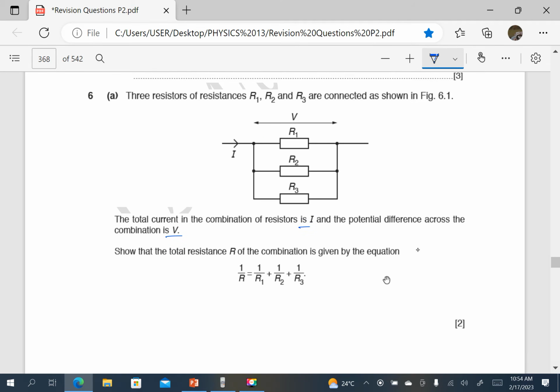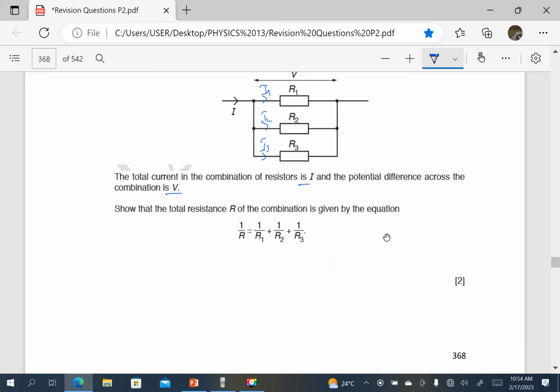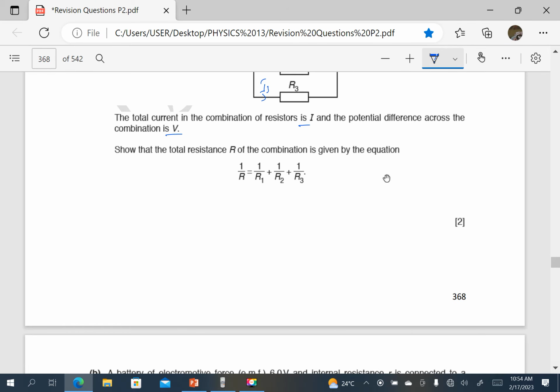So this is a junction. When current reaches here, it must divide. So we shall say I1, this is I2, and this is I3. Therefore, for resistors joined in parallel, total current I is the sum of I1 plus I2 plus I3. What is the same is the PD. So the PD across each is the same.